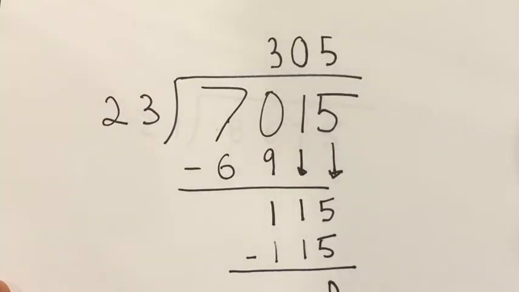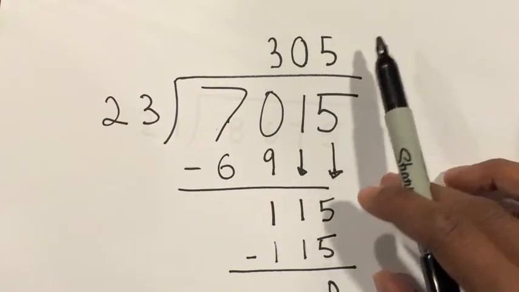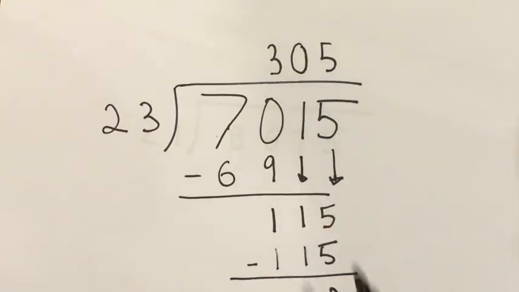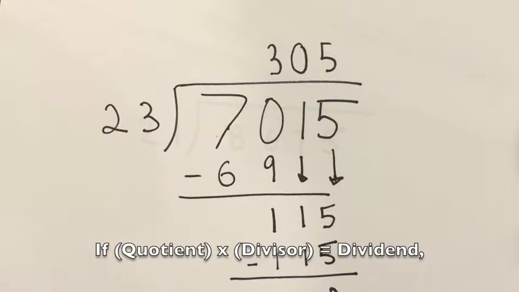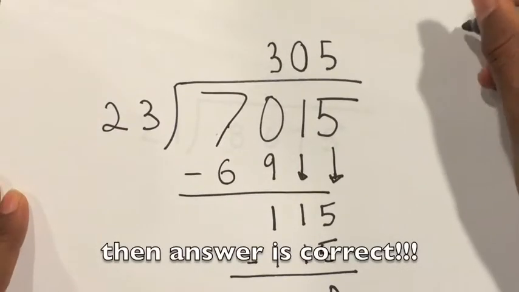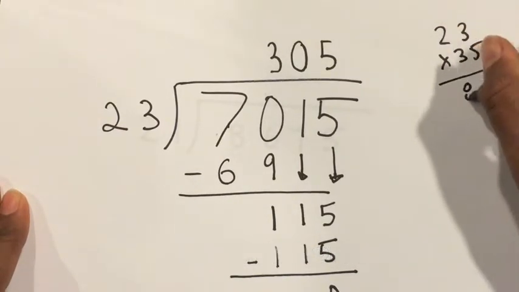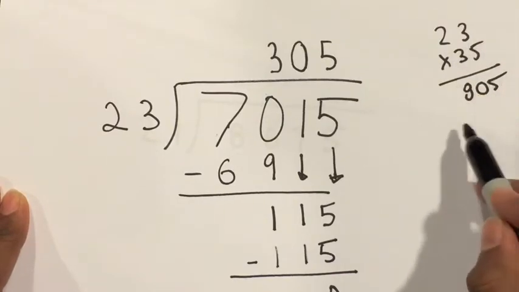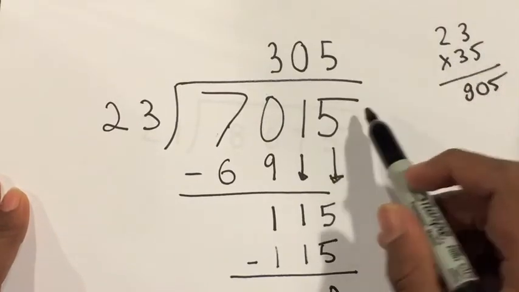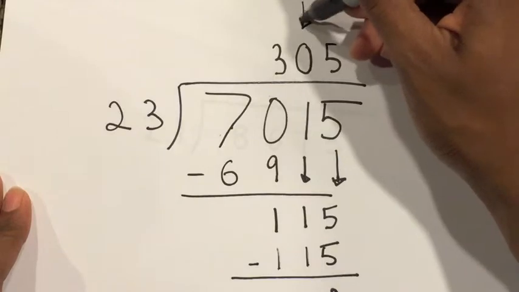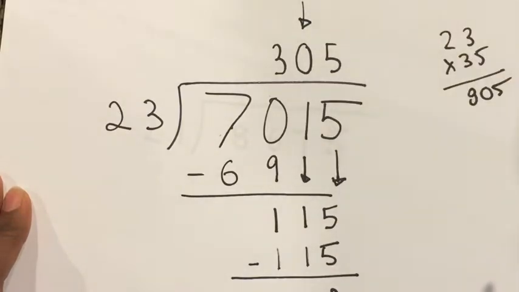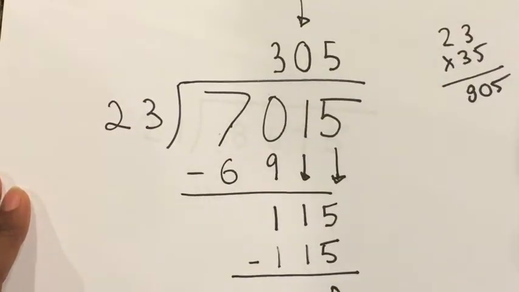So why did we place 0 right here? Well, if we had not put the 0 right here as a placeholder, instead had just written, for example, 35, we would have gotten an answer of 23 times 35. That gives you 805, which is not even close to 7,015. So you always need to remember to put this placeholder right here to make sure that you get the right answer every single time.